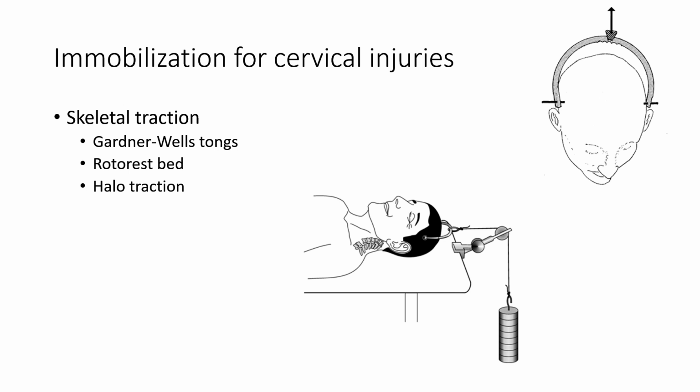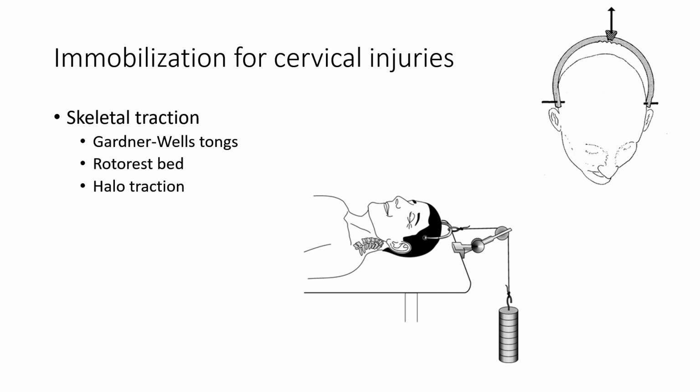The type of skeletal traction we would put them in is called Gardner-Wells tongs, and these are pins that are actually screwed into the skull and then attached to a skeletal traction system. So you see your weights, you see your pulleys, you see your ropes. This patient would need to be probably in a rotorest bed or something with an overhead frame on it so that the traction had a place to attach.